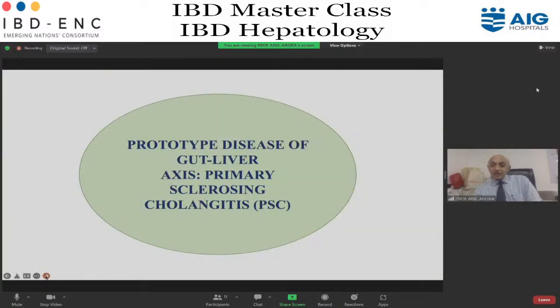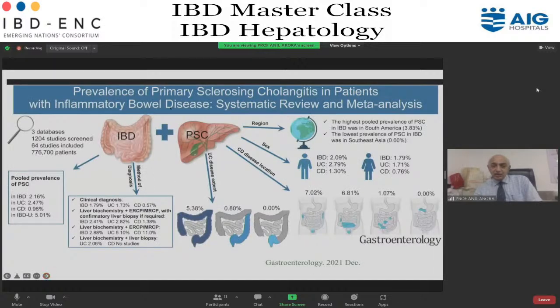And the classical and the prototype example is primary sclerosing cholangitis. If you look at the literature on the relationship between inflammatory bowel disease and primary sclerosing cholangitis, somehow it is distinctly uncommon in our part of the world. Overall, about 2 to 3% of the patients with inflammatory bowel disease will have primary sclerosing cholangitis. But if you look at primary sclerosing cholangitis, 70 to 80% of the patients will have inflammatory bowel disease.